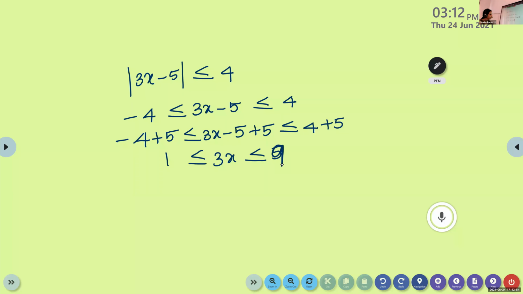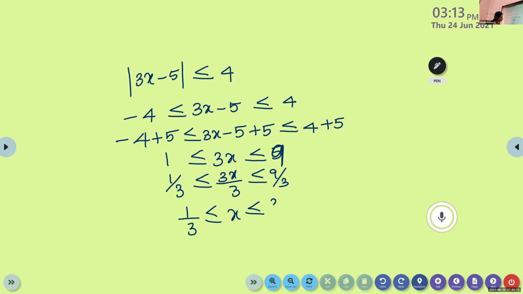Can you guess the next step? Divide by 3. Very good. Divide each term by 3. Less than or equal to 3x by 3 less than or equal to 9 by 3. So we get 1 by 3 less than or equal to x less than or equal to 3. Therefore, we can write x belongs to the interval 1 by 3 comma 3.